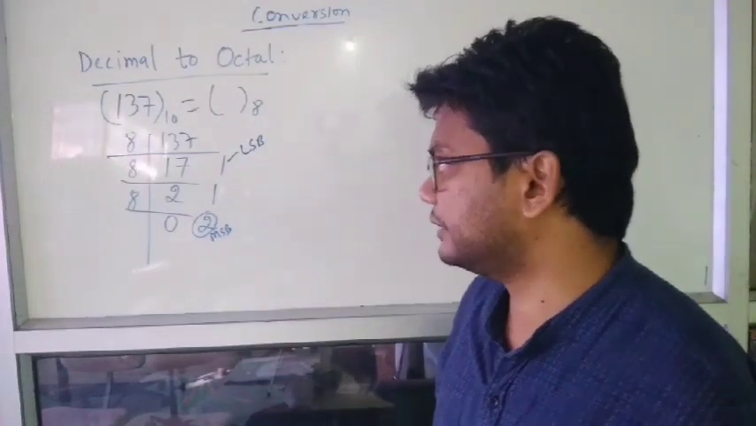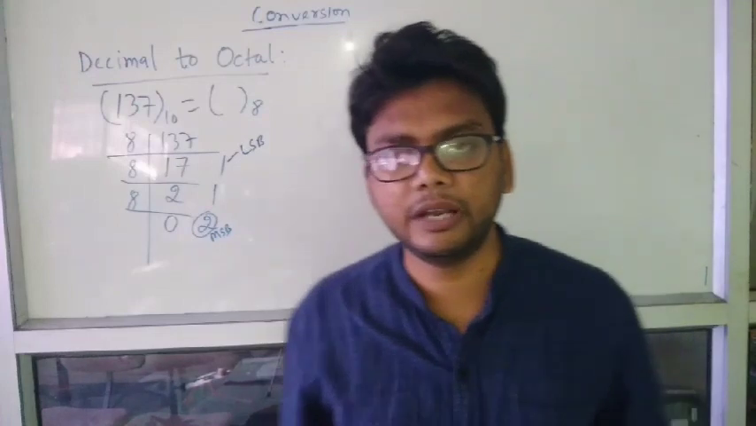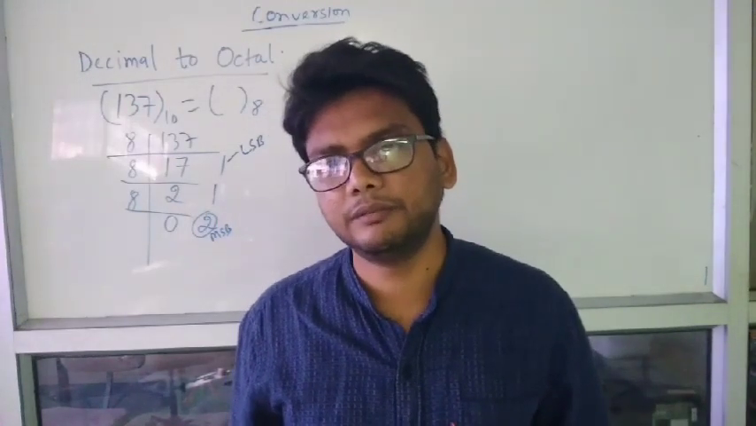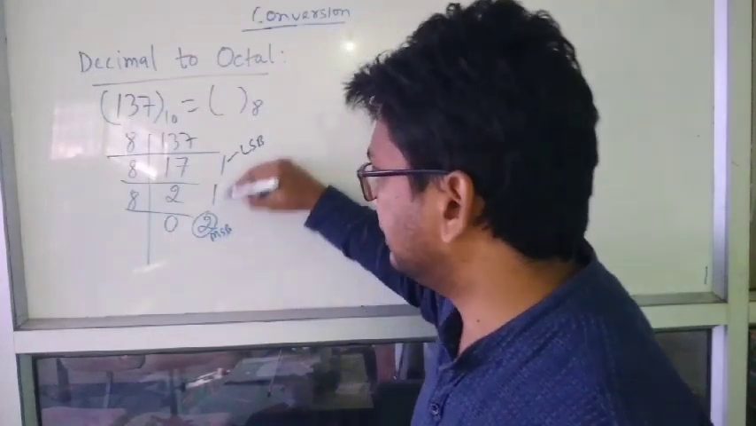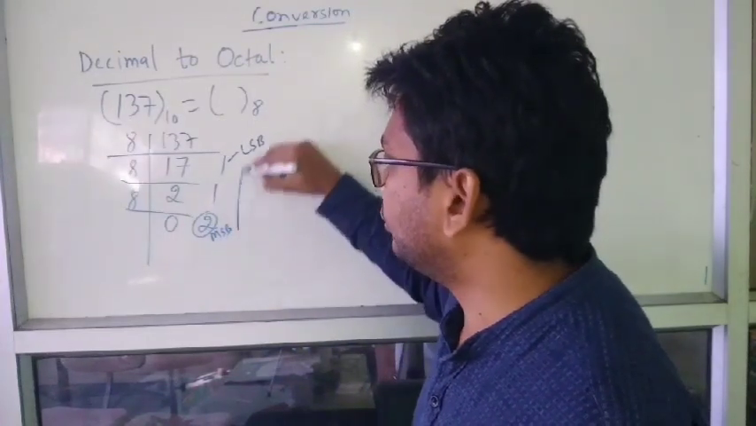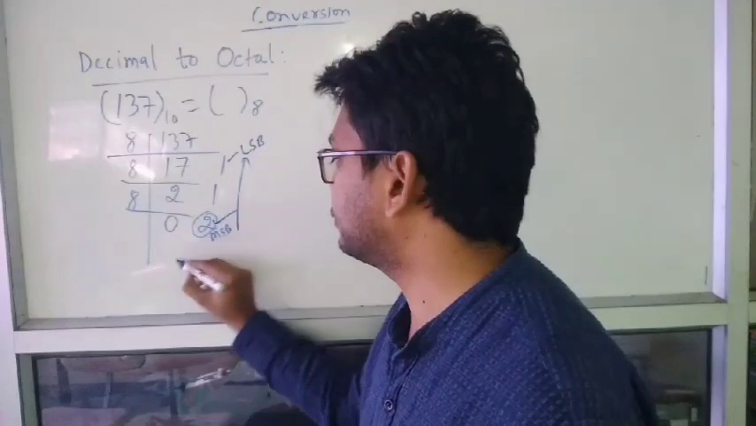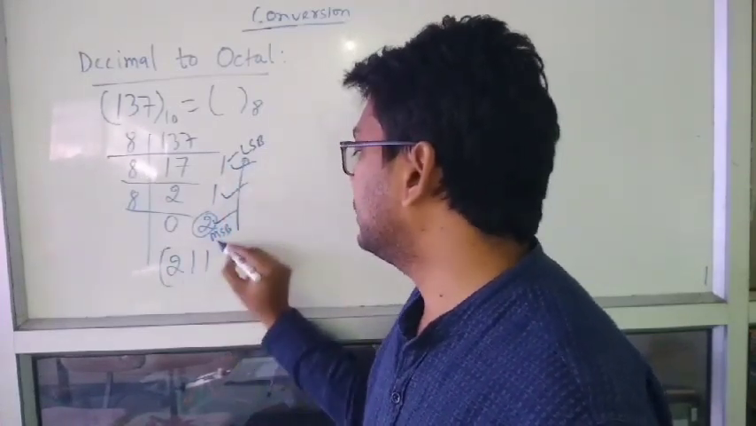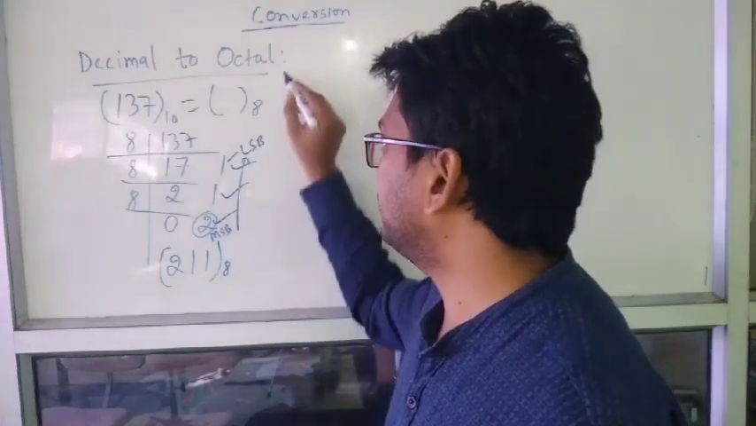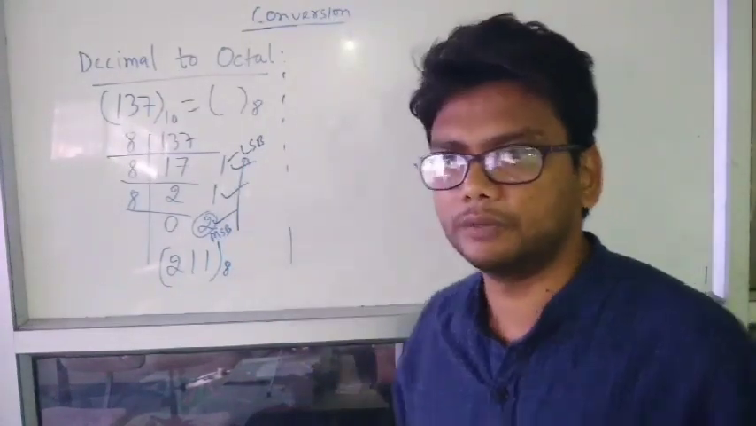So when we write the data, first of all we will have to write the most significant bit, then we will write the other ones. We will write this data from bottom to top. First of all we will write this 2, then this 1, and next this 1. So here the answer will be 2111, which is in the octal form.